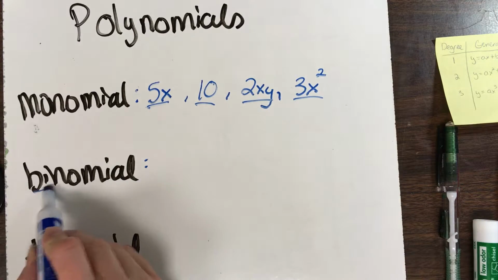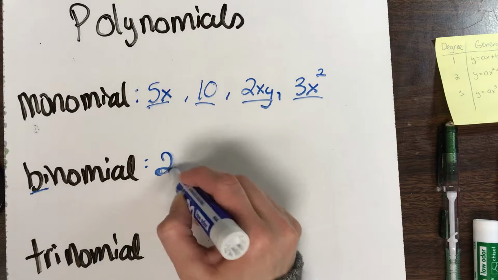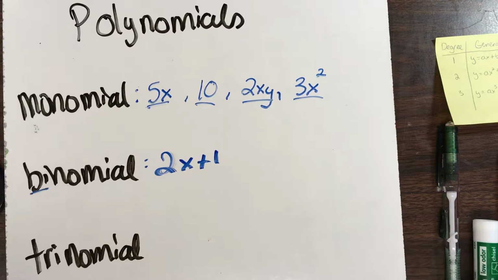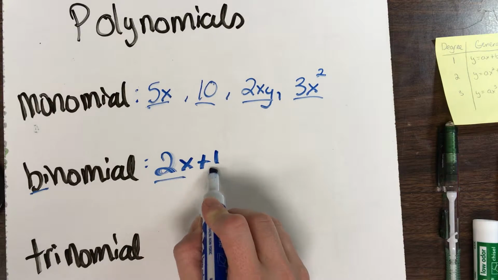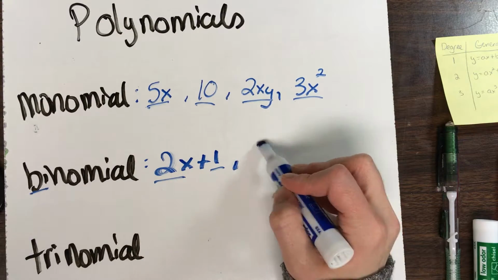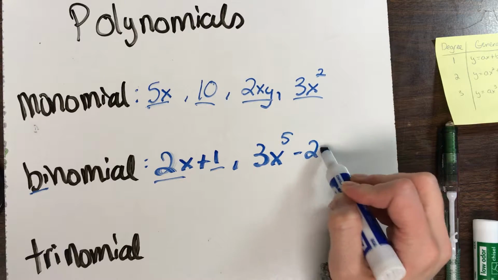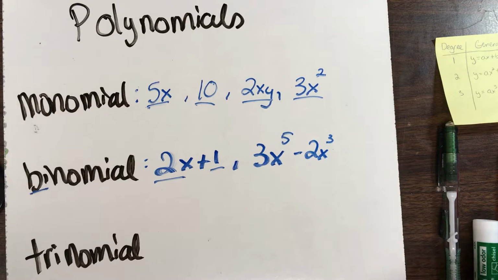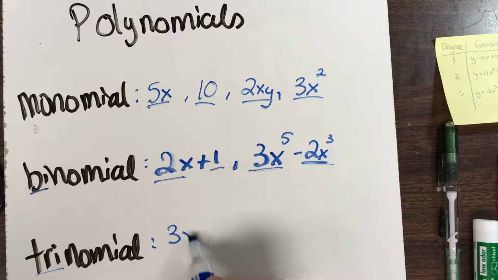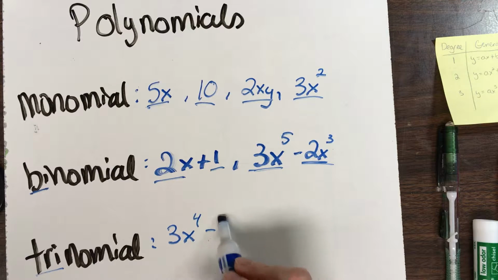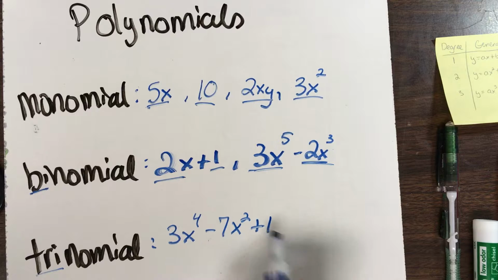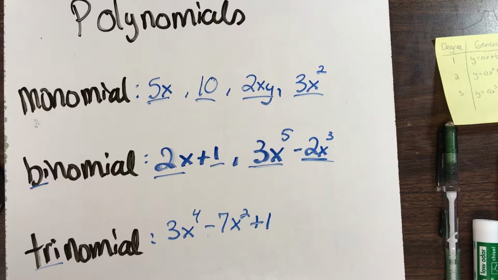Binomials would be, the prefix bi means two, so something with two terms. 2x is one term, 1 is another term. Another example would be 3x to the power of 5 minus 2x cubed. Two terms. Finally, a trinomial would be something with three terms, so like 3x to the power of 4 minus 7x squared plus 1.